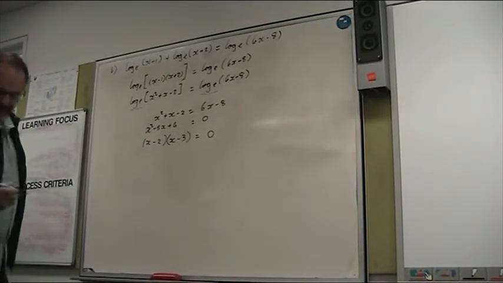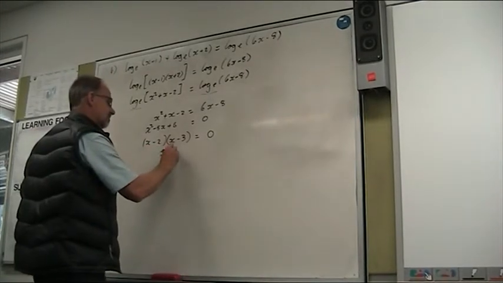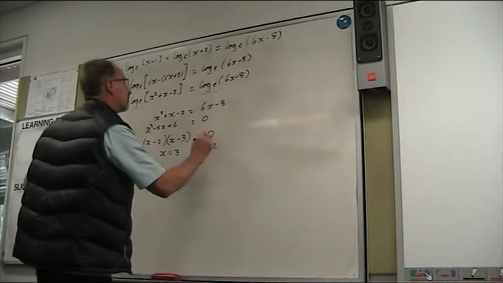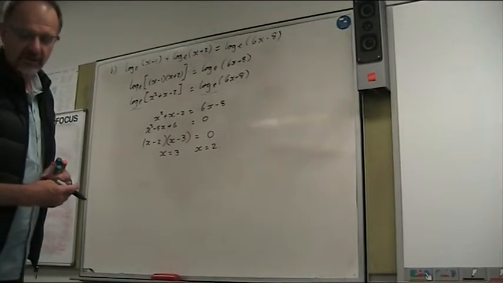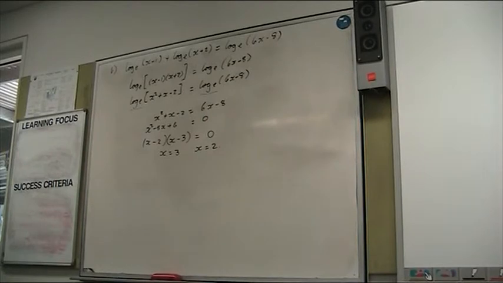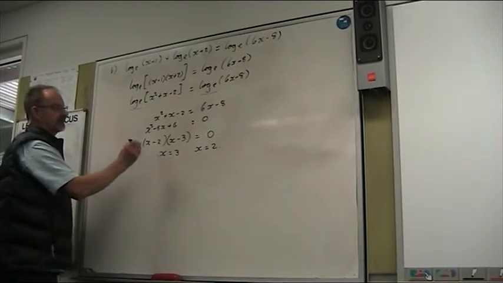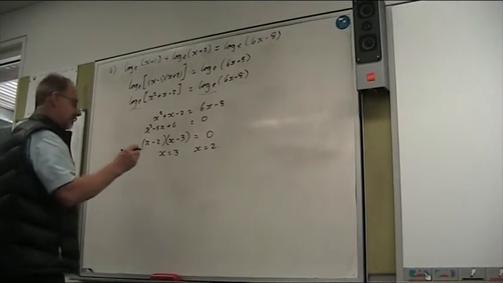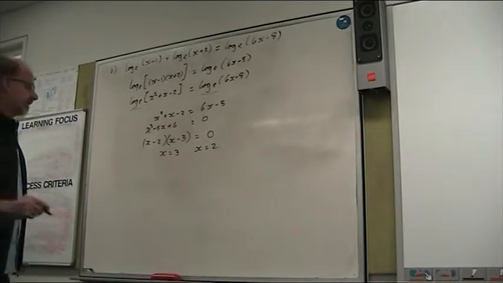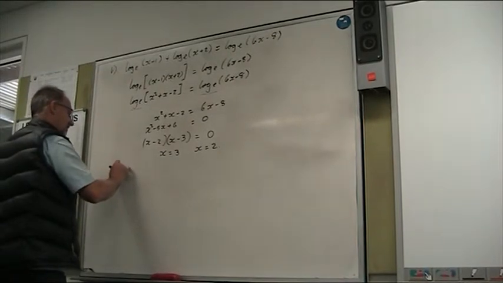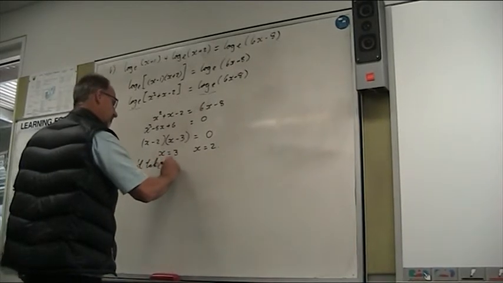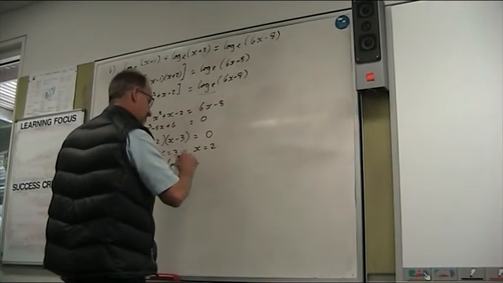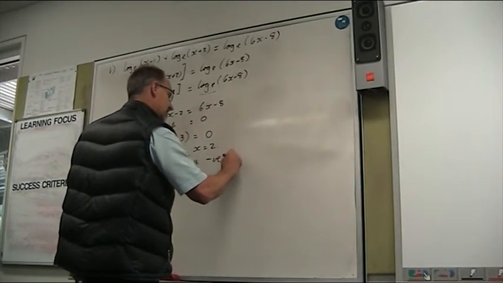So, x would be what? 3 or 2. Now we need to make sure that these answers are valid. What does that mean? It means we can't take the log of a negative number.